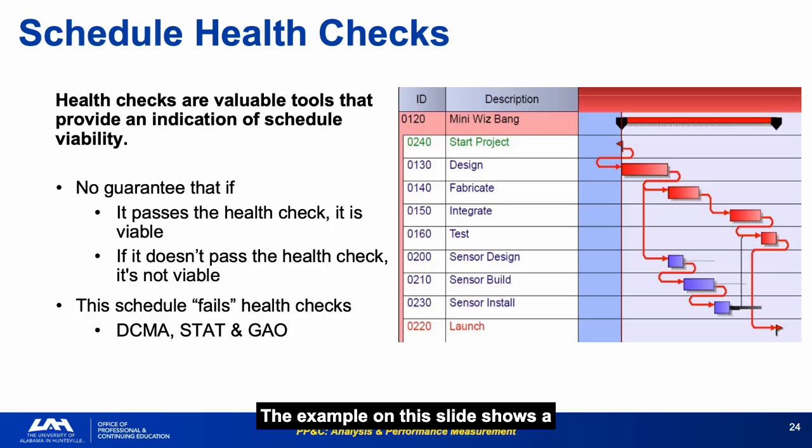The example on this slide shows a schedule that fails health checks, which is a clear signal that the schedule quality needs to improve before performance measurement against it is meaningful. A health check failure is the beginning of the analysis, not the end. The next step is identifying which specific metrics failed and what the structural problems are.